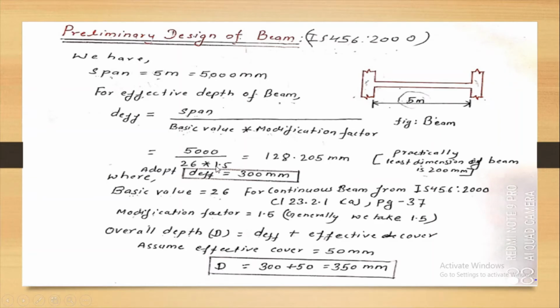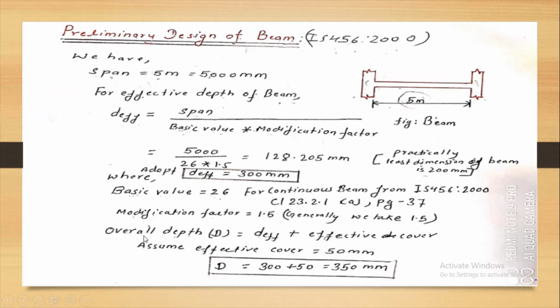Modification factor: generally the modification factor is 1.5, that's why we are taking it as 1.5. Our effective depth comes to 128.205 mm by calculating this, but it is lesser than the least dimension of the beam, which is 200 mm. Actually the least dimension of the beam is not the depth, it is the width. That's why I am adopting d effective more than this calculated value and the least dimension of the beam as well.